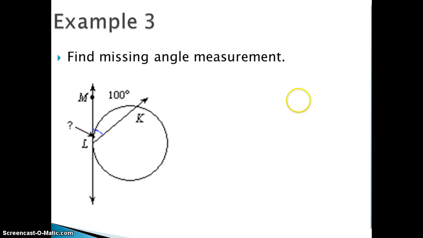In our last example, we have a tangent chord angle. ML is a tangent, LK is a chord. And what we want to do is figure out what the measurement of this angle is. Again, the vertex is on the circle, so all you need to do to find the measure of angle MLK is take 1/2 of the arc that's cut off. 1/2 of 100 is 50.